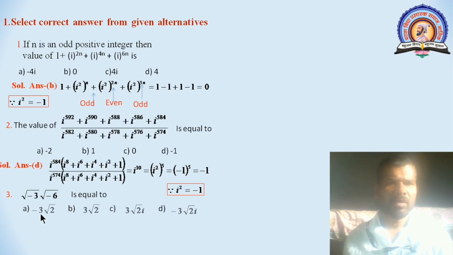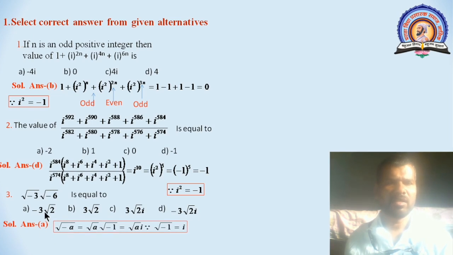Now the next example: root of minus 3 into root of minus 6 is equal to. Options are: A, minus 3 root 2; second, 3 root 2; third, 3 root 2 i; fourth, minus 3 root 2 i. The correct option is A, minus 3 root 2.